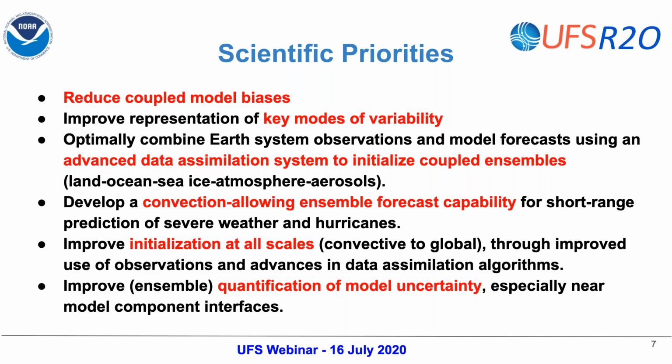And finally, we're running ensembles of forecasts, so we have ample opportunity now to quantify model uncertainty. The question is, can we start to think about that in terms of uncertainty at the model component interfaces, fluxes between the ocean and atmosphere, between the land surface and the atmosphere, between the sea ice and the ocean, or the sea ice and the atmosphere? So that's really where we want to focus as we're going forward.